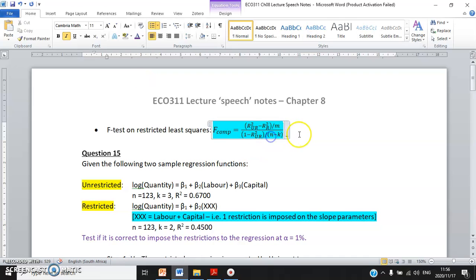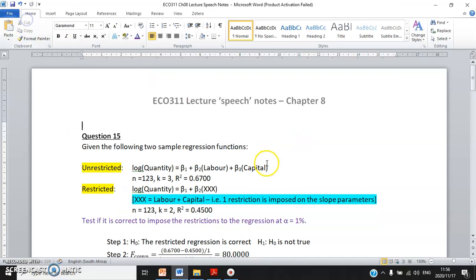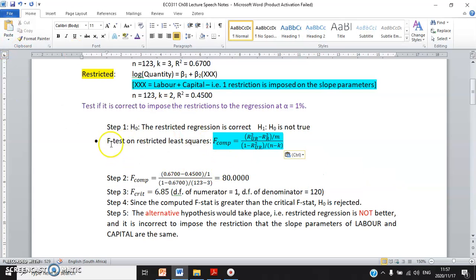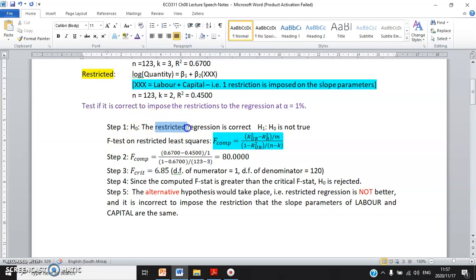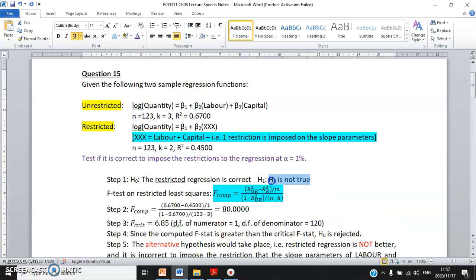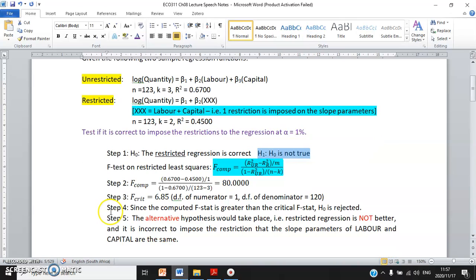Okay, let me copy the equation. Then you can understand my step 2 better. So step 1, you must keep in mind for step 1, we would argue that the restricted regression is correct. So it means it is a correct decision to impose the restriction. We actually don't know for this type of f-test whether the restrictions imposed are correct or not. Okay. Alternative hypothesis means the null hypothesis is not true. Then it actually means the unrestricted regression makes more sense.